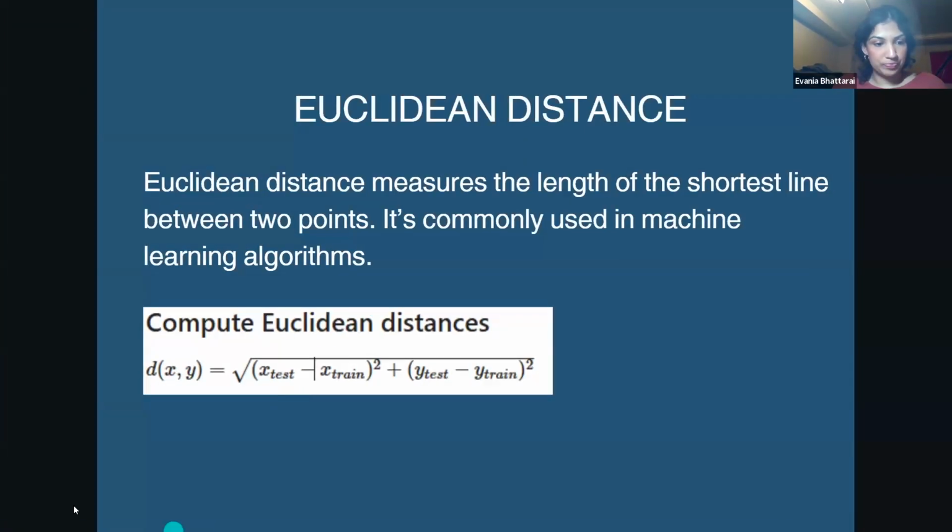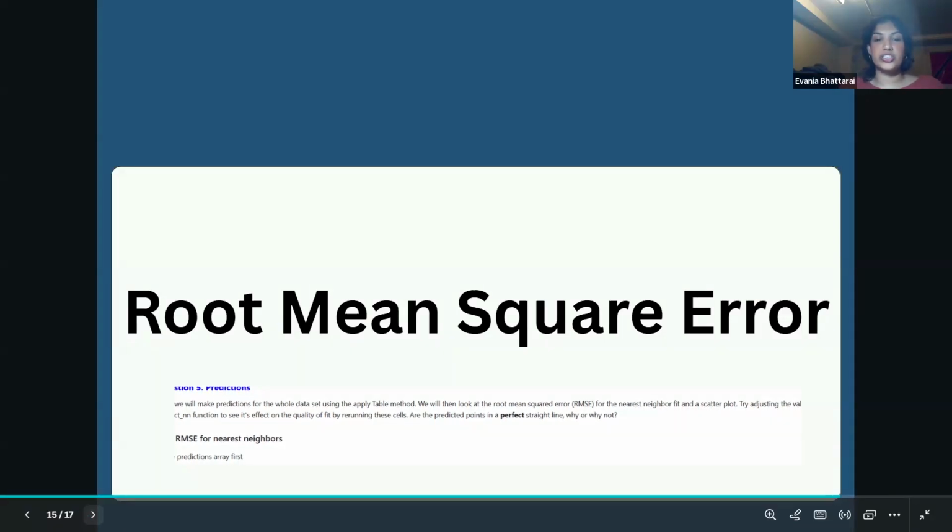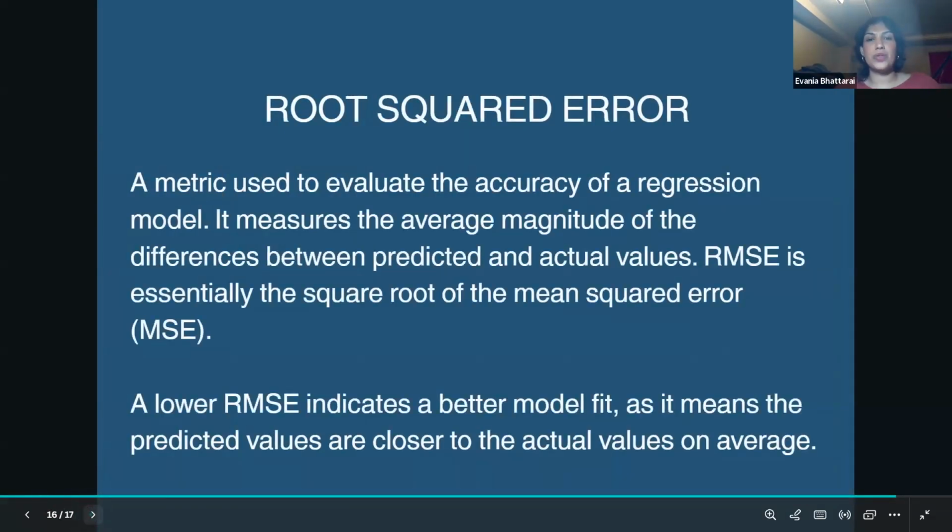And so here we're going to cover the root mean square error. This is for question 5. Basically, the root mean squared error is a metric used to evaluate the accuracy of a regression model. It measures the average magnitude of the difference between the predicted and actual values. The root mean squared error is essentially the square root of the mean squared error. A lower RMSE indicates a better fit model, as it means the predicted values are closer to the actual values on average.